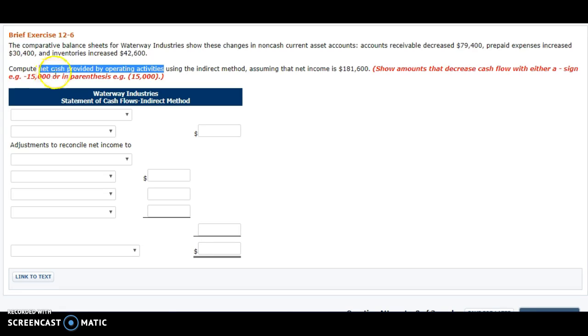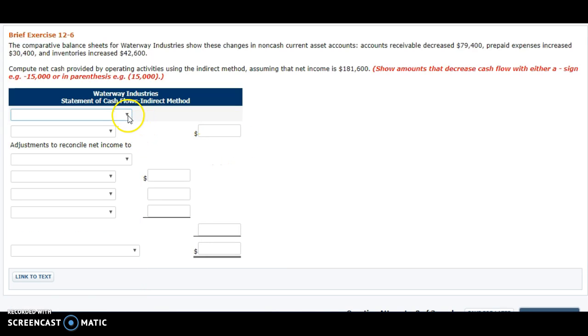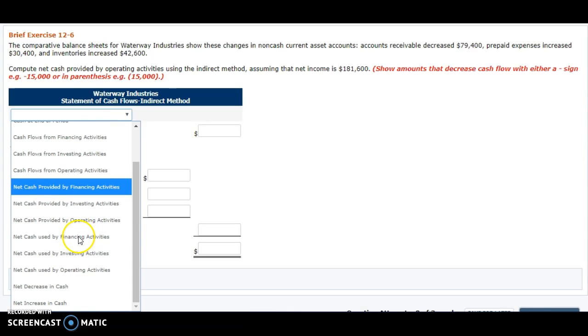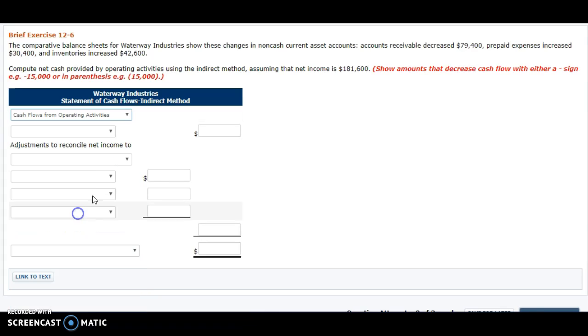Okay, so this is key when you are reading. You need to look at this. It says net cash provided by operating activities. That's what we're working on. So we're looking at the cash flows from operating activities. That's what we need to do.